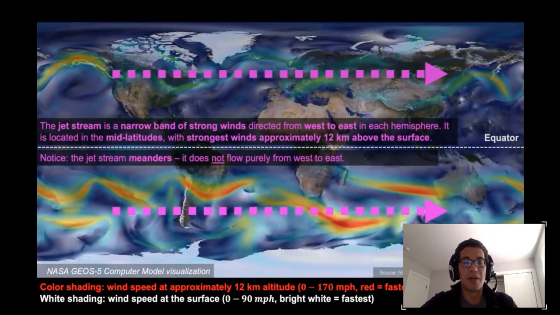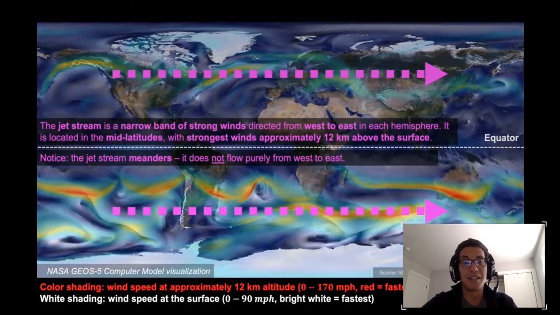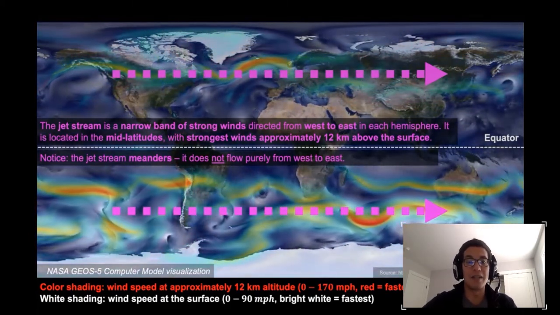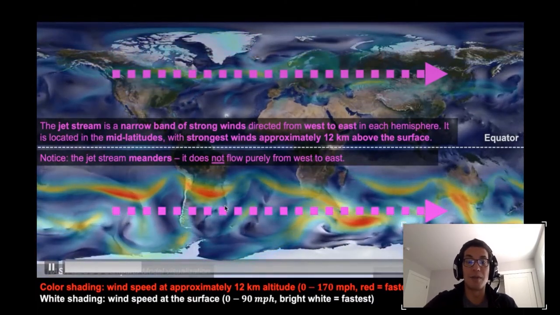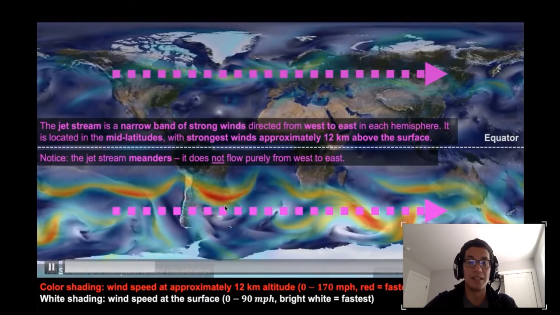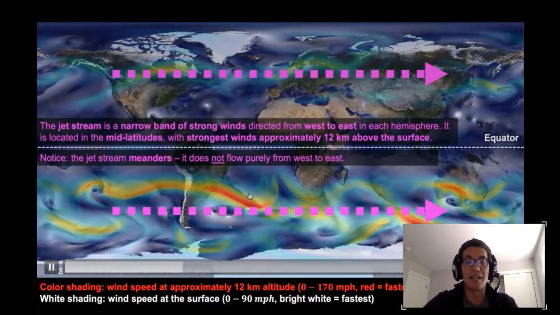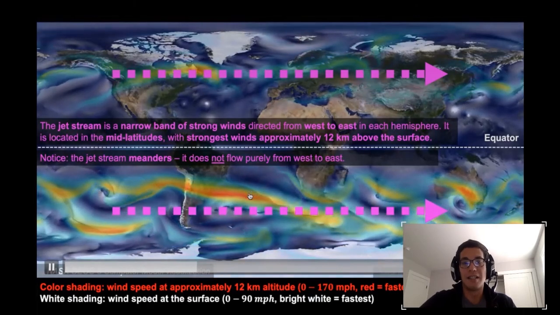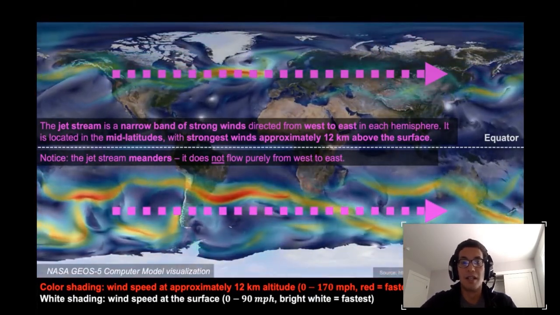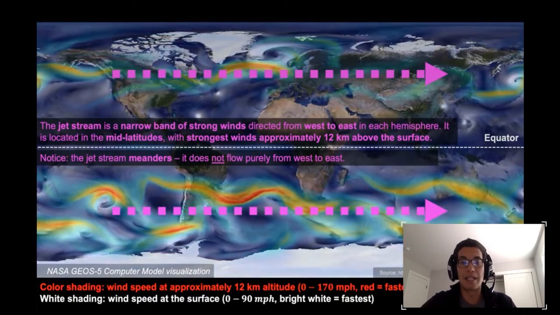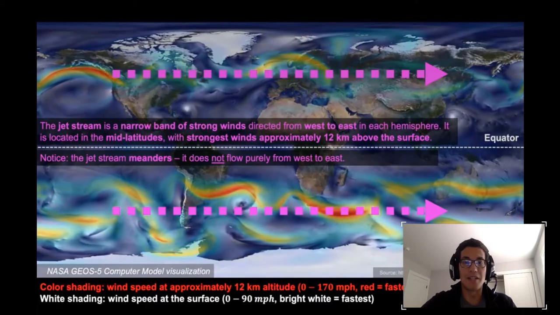So the other thing I want you to notice is that the jet stream meanders. It doesn't flow purely west to east. You can see it's broken up into these bands. You may have noticed there's differences between the northern and the southern hemisphere as well. But the big thing I want to highlight here is it has these undulations in it that move north and south, and there's variations as it moves from west to east. So the jet stream meanders.